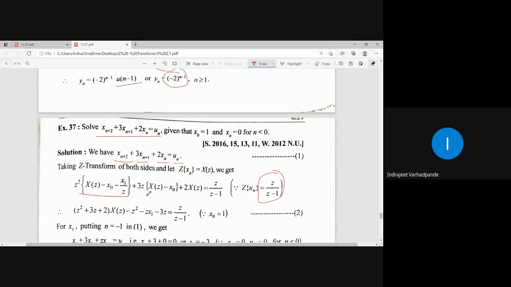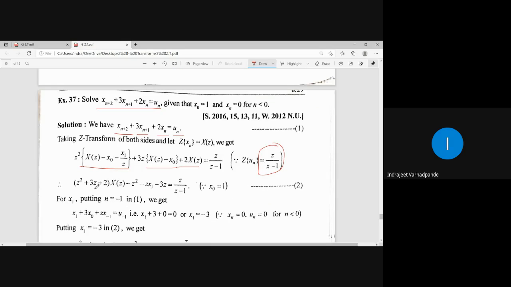LHS में these are the normal formulae which we can use. तो मेरा आंसर बचता है, after this, (z squared plus 3z plus 2) into X(z) minus z squared minus z x1 minus 3z, and z upon z minus 1. We have utilized this condition, x0 is equal to 1. But something is still unknown. क्या unknown है यहाँ पर? Value for x1.